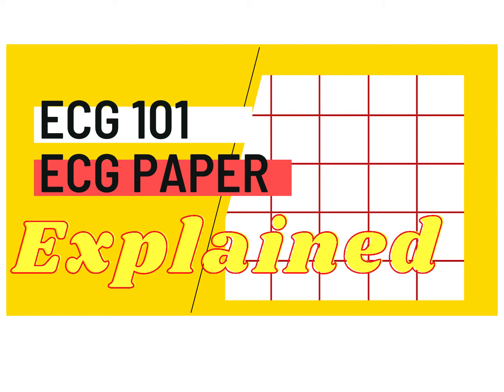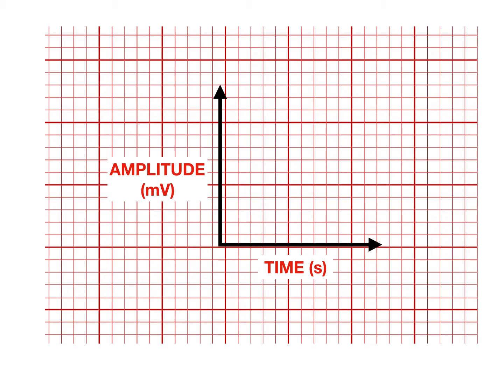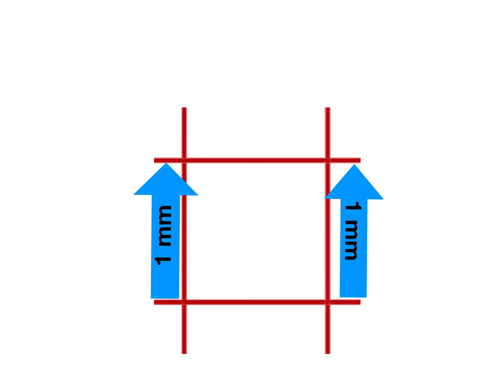Hello everyone, today we're going to learn about the ECG grid. This is the most fundamental thing that you can learn prior to start learning about the electrocardiogram waves. So you can see there are two axes here. On the horizontal plane we can see time measured in seconds, and on the vertical side we can see amplitude measured in millivolts. If we take one small box, we can see the height equals 1 millimeter.